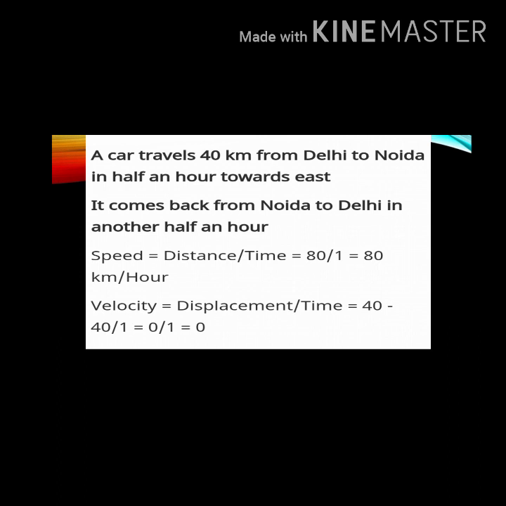Another example, a car travels 40 km from Delhi to Noida in half an hour towards east. It comes back from Noida to Delhi in another half an hour. We have speed is equal to distance by time, that is 80 by 1 equals 80 km per hour. But velocity is equal to displacement by time, that is 40 minus 40 by 1. That means here the displacement is 0. So 0 by 1 equals 0.